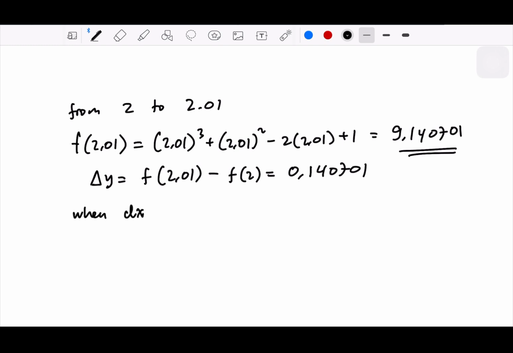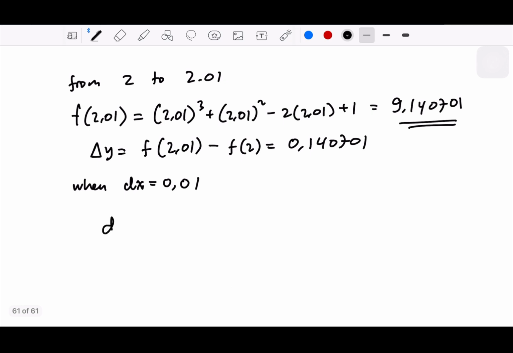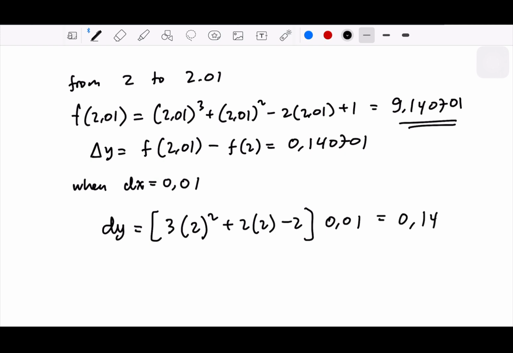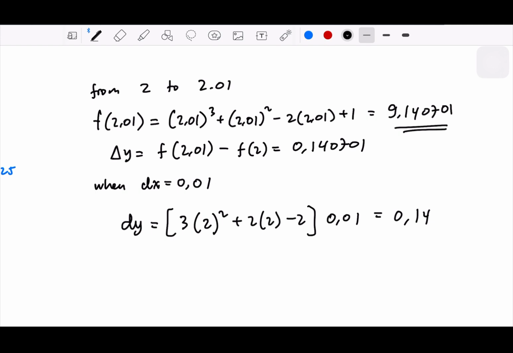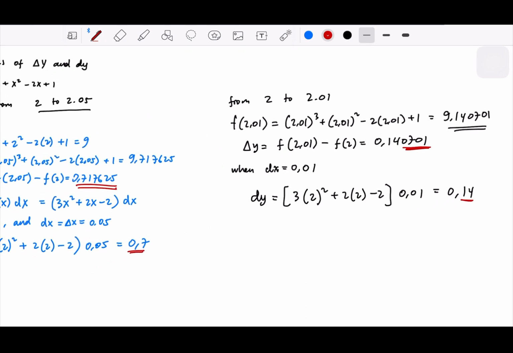When dx is 0.01, we will have dy equal to (2 squared plus 2 minus 2) multiplied with 0.01. This will result in 0.14. Now we also have a difference in decimals. Of course, if you compare, it's having 0.01 difference. This one, the left one, we have 0.0007. So which means the smaller the distance, the smaller the error.